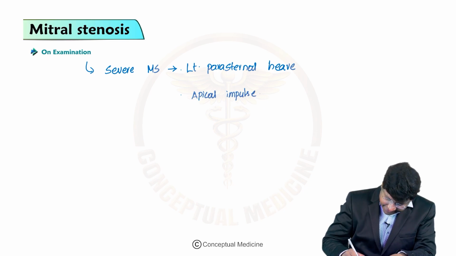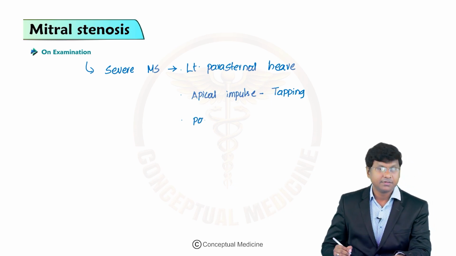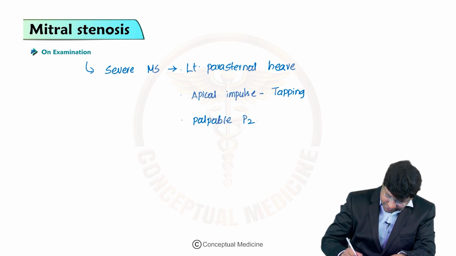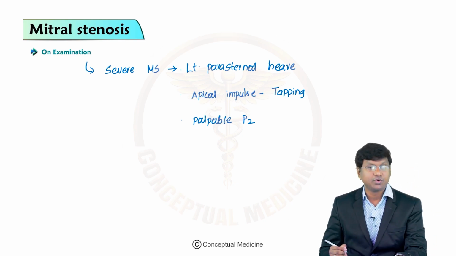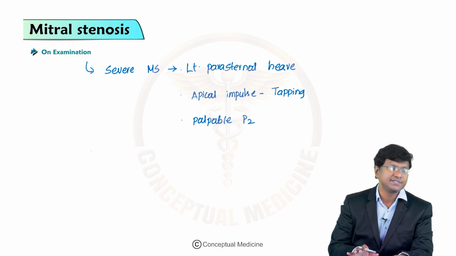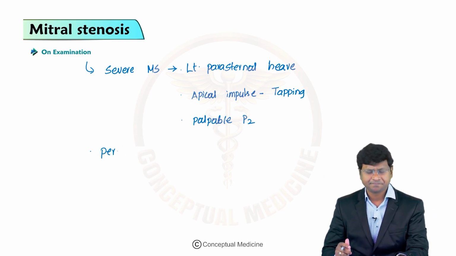Then you take the apical impulse. It will be a tapping type of apical impulse. And in patients with severe pulmonary hypertension, you also have a palpable P2. So these will be the palpatory findings in patients with severe mitral stenosis.